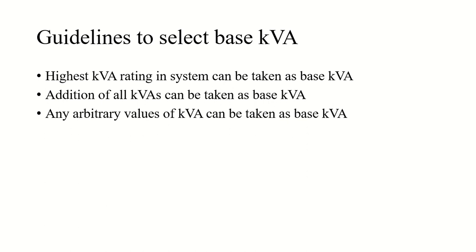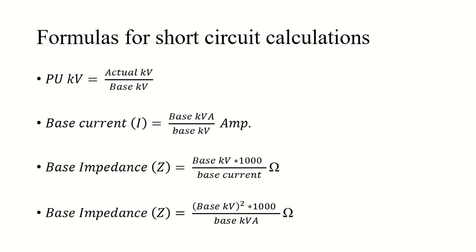Now, after seeing how to select the base kVA, let's see what the formulas are for calculation of short circuit analysis. Per unit of kV is nothing but per unit voltage, because kV is nothing but kilovolt, and voltage is similar. Voltage is going to stay the voltage. It's not going to change, right? So the per unit value of kV will be equal to actual kV divided by base kV, the same as voltage because it is voltage.